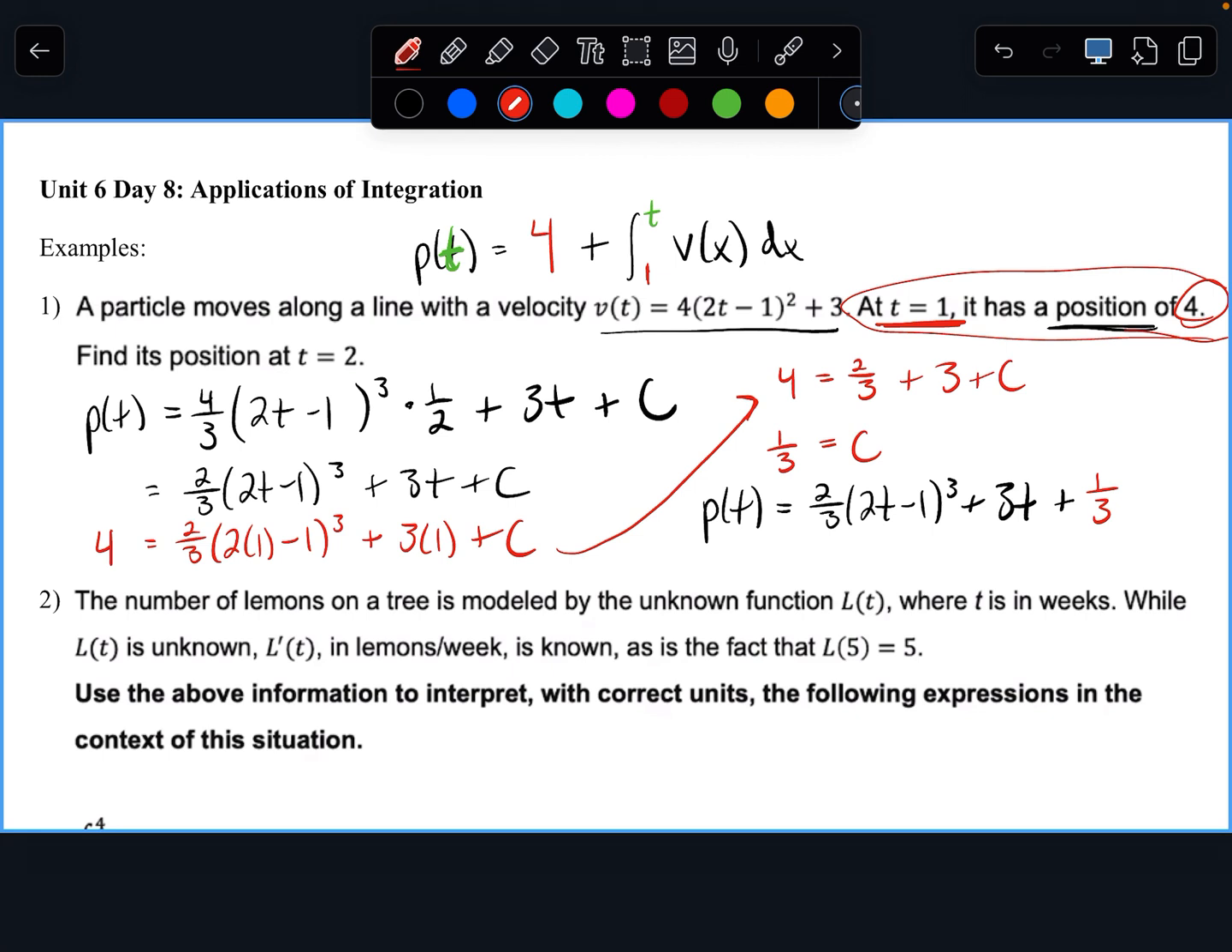So now we're just going to find the position. Oh no, I just put that up there for a fun fact.